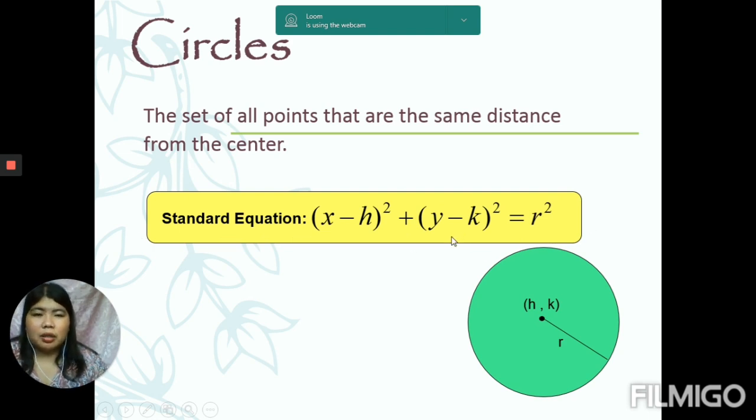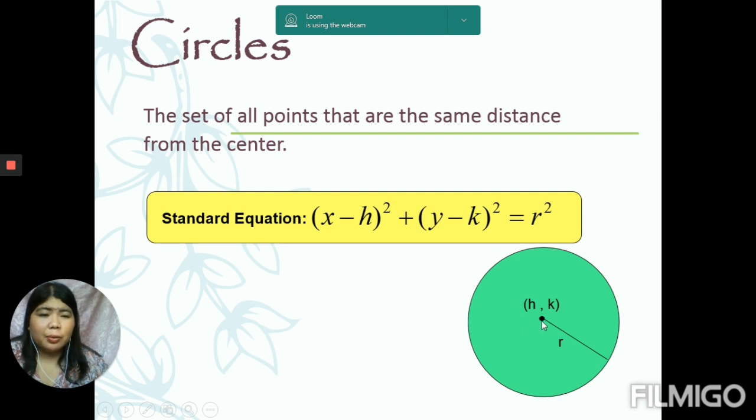Siyempre, sa math, kailangan alam niyo yung mga formula. Pag alam niyo yung mga formula, napakadali lang mag-solve. Napakadali. So, ayan. If we're going to illustrate the circle, here it is. So, sabi niya, this is a set of all points which are the same distance from the center.